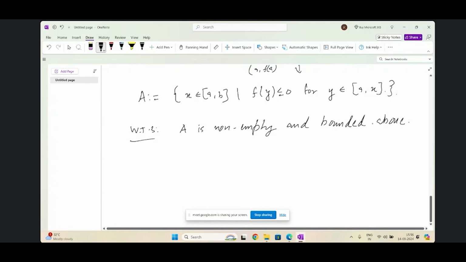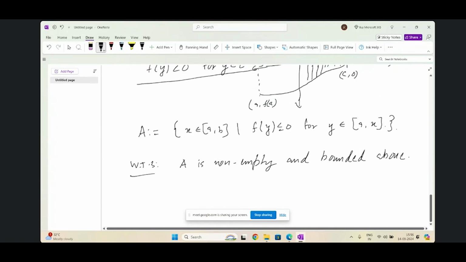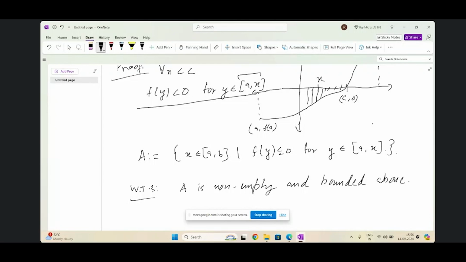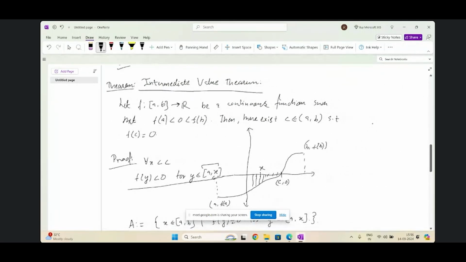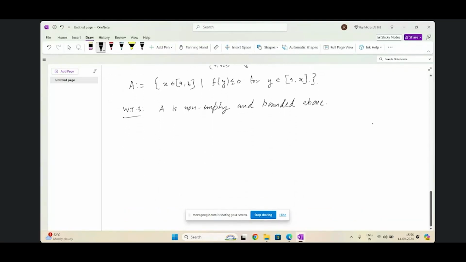Okay. So I want to show A is non-empty and bounded above. Can anyone say how will you prove it is bounded above? We already have it in the definition. Yeah, very nice. So what is the upper bound?